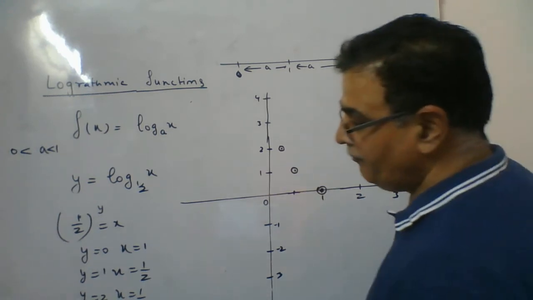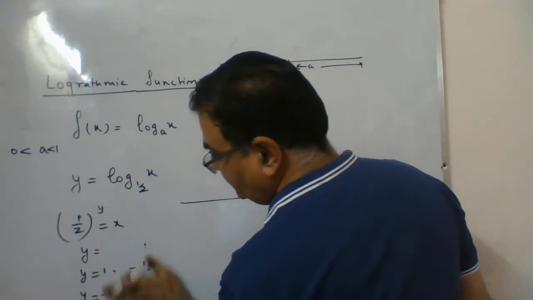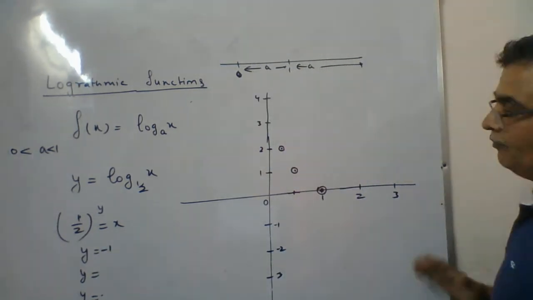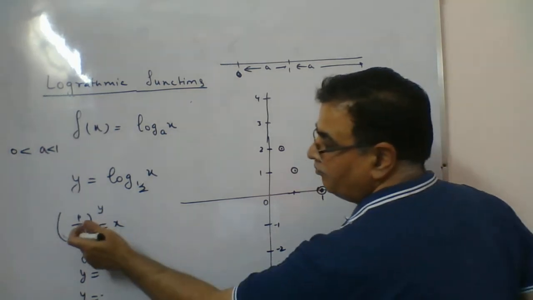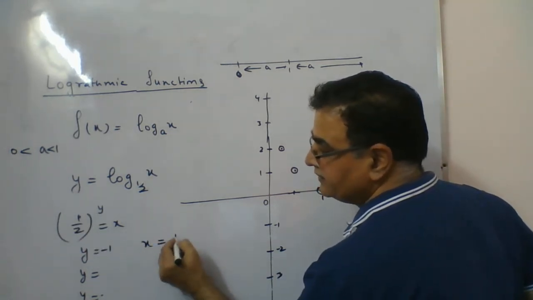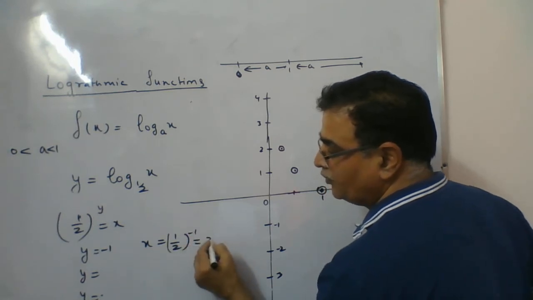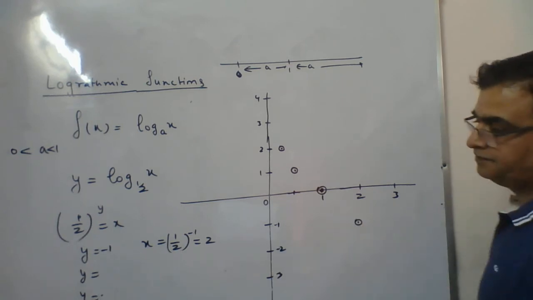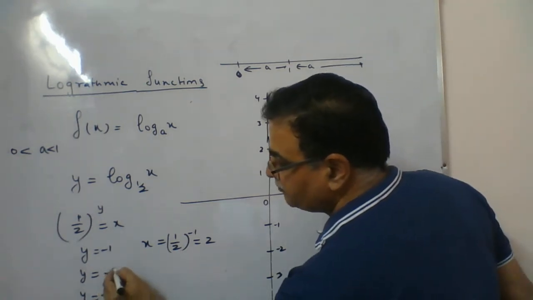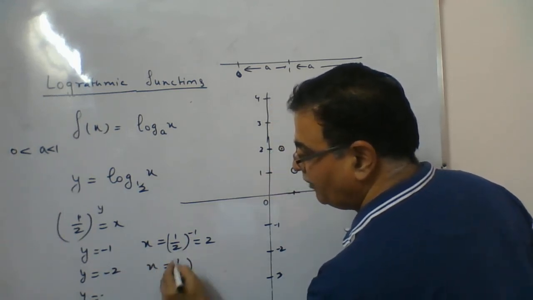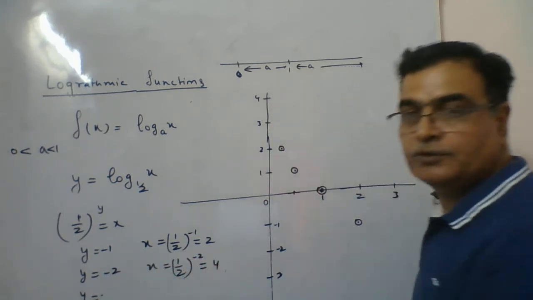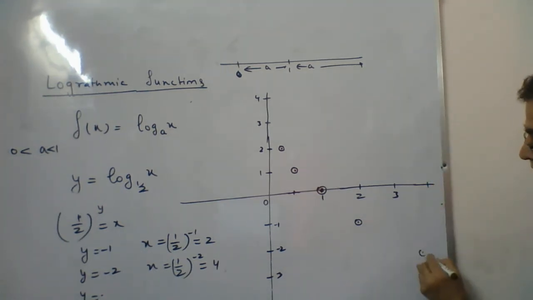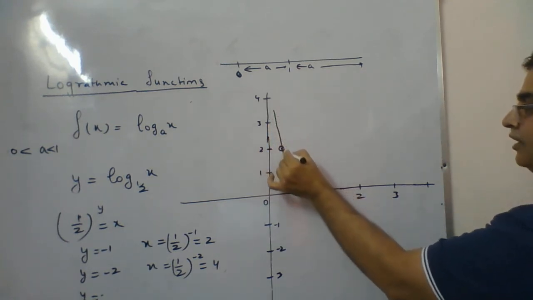Same way when you go for -1 here now. When you go for -1, x is half power -1, that will be 2. So at -1, your result comes out to be 2. When you take y is -2, x will be half power -2, it will come out to be 4. So the graph which you will get is like this.